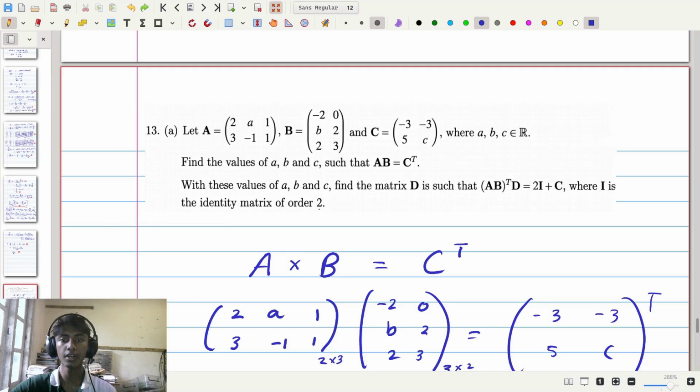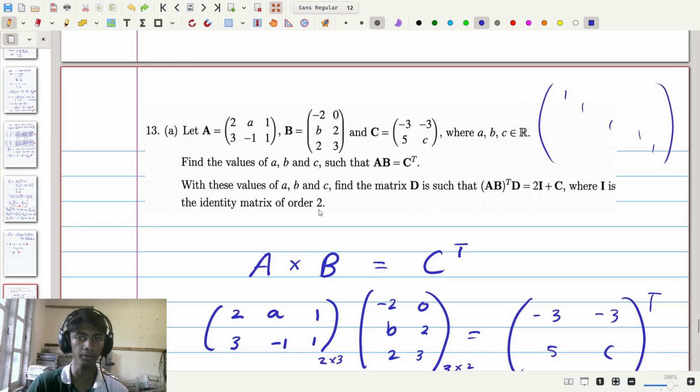Now I'll just tell you, the identity matrix, if you don't remember, is the matrix 1, 0, 0, 1. And in general, the identity matrix of an n by n size or order n is going to be the matrix that is of order n by n, where everything is 0 except for the principal diagonal. This diagonal is equal to 1 and everything else is equal to 0.